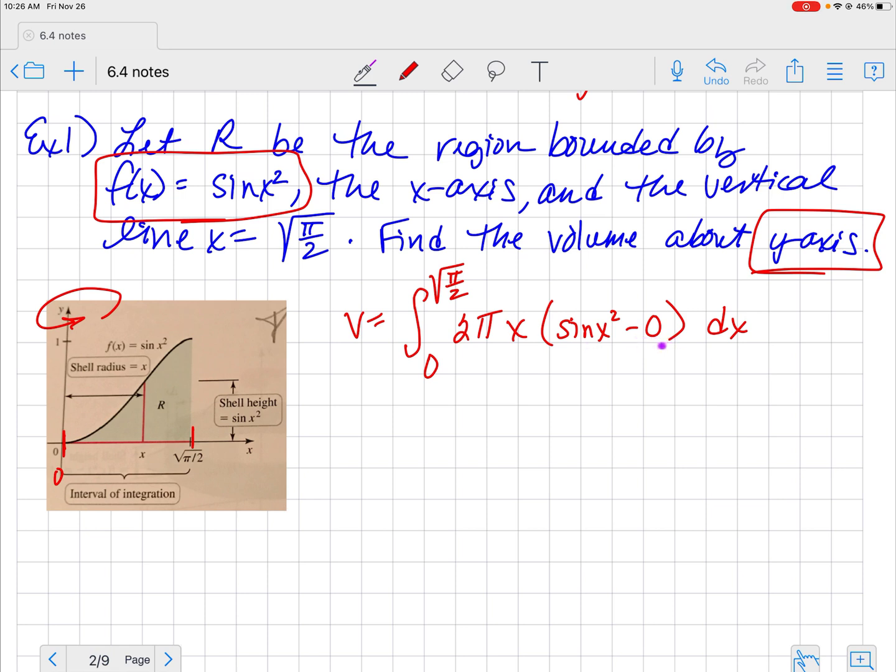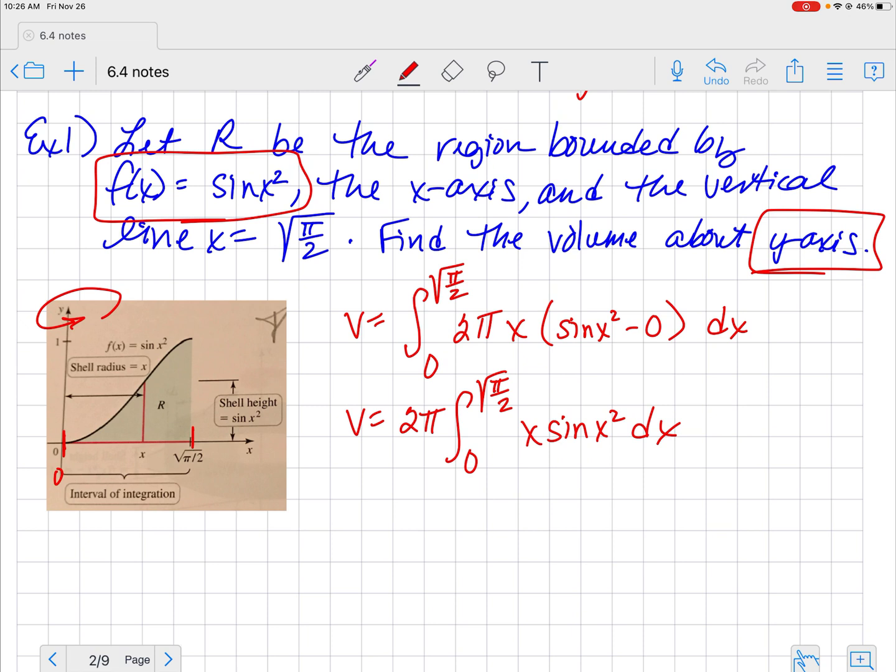All right? Okay, now you just clean it up and do business. So volume, I'm going to throw that 2 pi in front. Again, it's a number, so I'm not going to mess with that. The square root of pi over 2, and then it's x sine x squared dx.